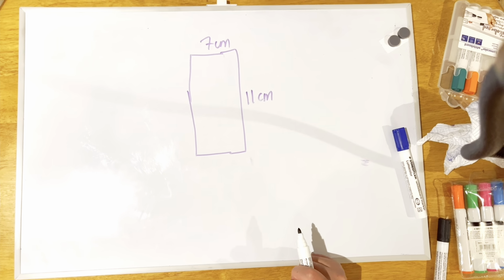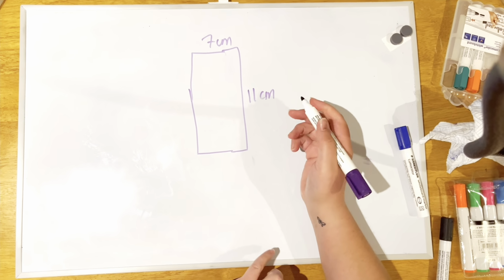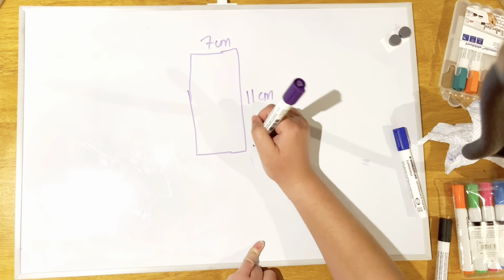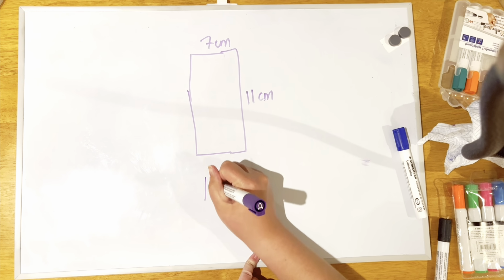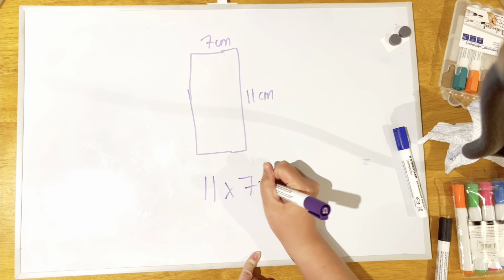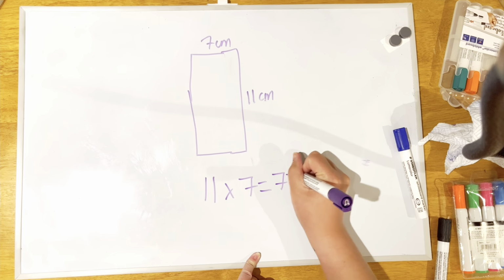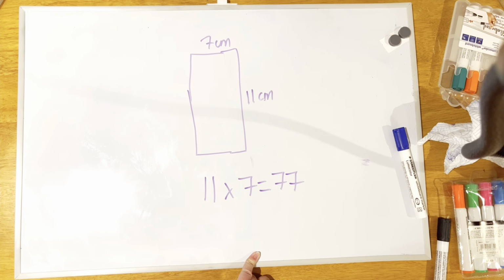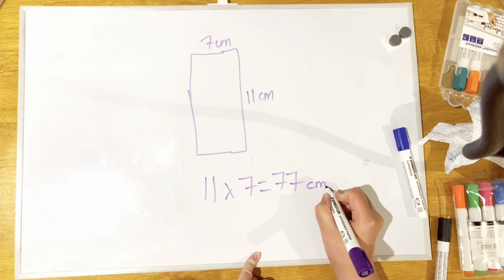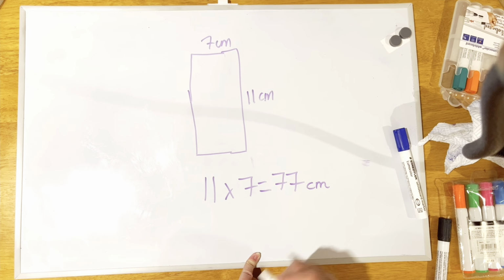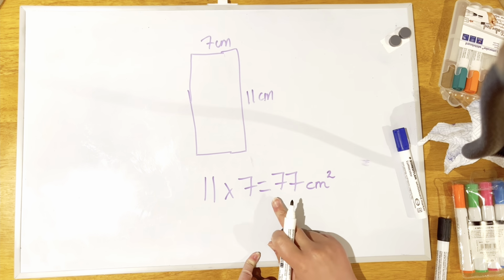Okay, question 2. Again, I want to find out the area, so I do my length times my width. So 11 times 7, which is 77. What do I need to remember to include? Centimetres, my unit. And because it's area, squared. 77 centimetres squared.